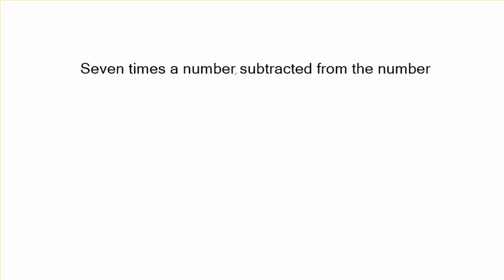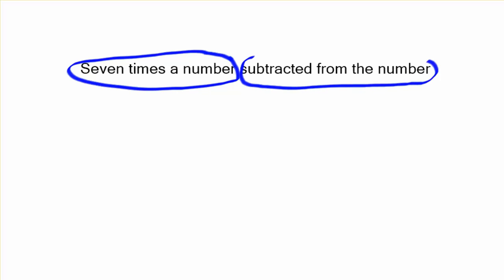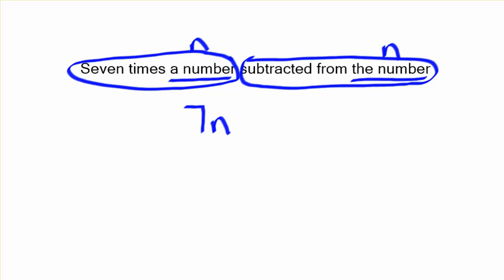So 7 times a number subtracted from the number. This one's kind of tricky. Well, 7 times the number is just going to be 7n. 7 times a number. We're going to call that variable n. Now notice that a number and the number, they're going to be the same number. They're both going to be n. So we're subtracting 7n from that original n, so it's n minus the 7n.